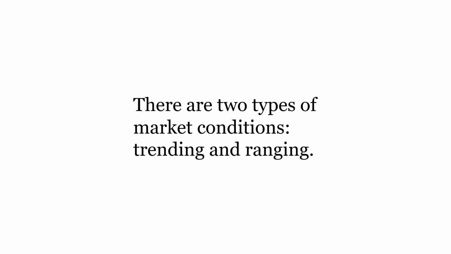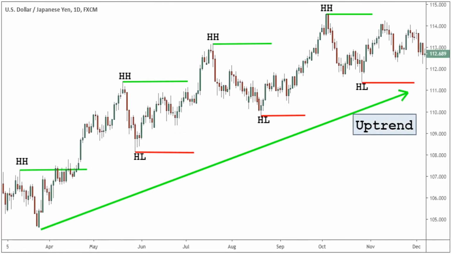There are two types of market conditions: trending and ranging. In a trending market, price is clearly moving in one particular direction. Price is moving either up or down. In an uptrend, price makes higher highs and higher lows. In a downtrend, price makes lower highs and lower lows. It is best to trade in the direction of the trend because there is a higher probability of the trade being profitable. In trending markets, you should use leading indicators to try and enter at the start of new trends.